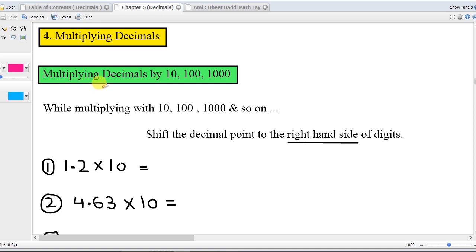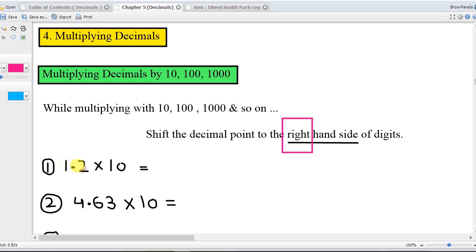Okay, starting with multiplying decimals by 10, 100, 1000 or even bigger values. When we multiply any decimal value with these numbers containing zeros, the rule that we need to follow is quite simple: shift the decimal point to the right hand side. Simple. Let's do a few examples.